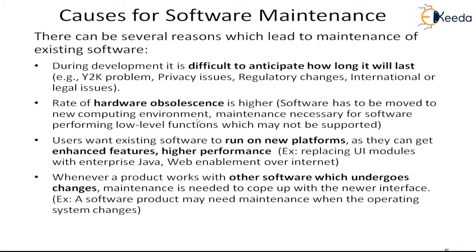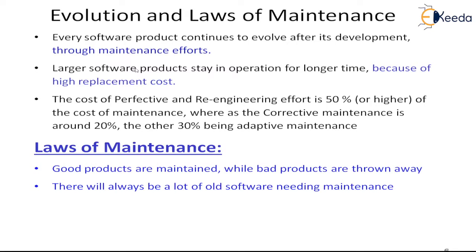So software has to be moved to a new computing environment, and maintenance is necessary for software performing low level functions which may not be supported. This existing software may be doing some low level functions, interacting with the previous hardware, but now it is not supported in the new hardware. So you need to replace it with whatever is available with this new hardware interface, and release the corrected software again. So that is another major type of cause for which you have to do software maintenance.